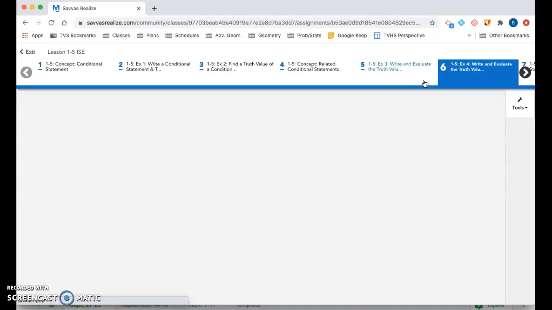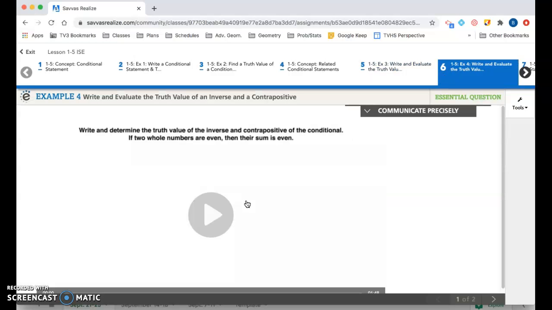And let's take a look at our next example. Oh yeah, this next example is a video, so I'm actually going to have you guys watch that on your own. It has to do with doing the inverse and the contrapositive of this conditional here.